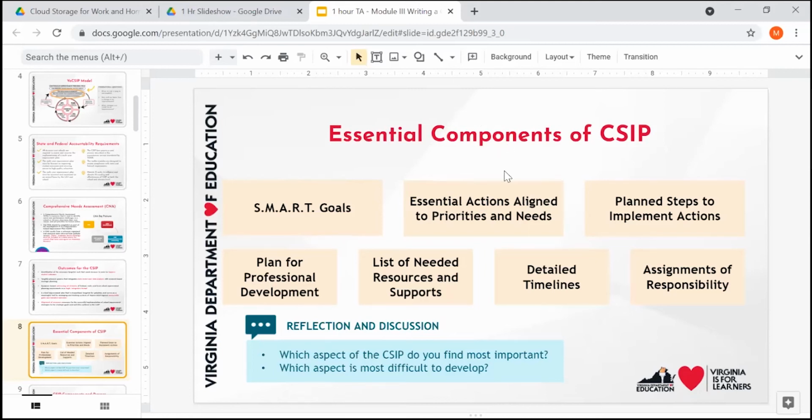So go ahead, put in the chat, of those items you see on the screen, which do you find most important? Now remember, that's based on your point of view. There's no right or wrong answer to that, but you see those 7 items. Which one do you find most important? Go ahead and drop that in the chat.